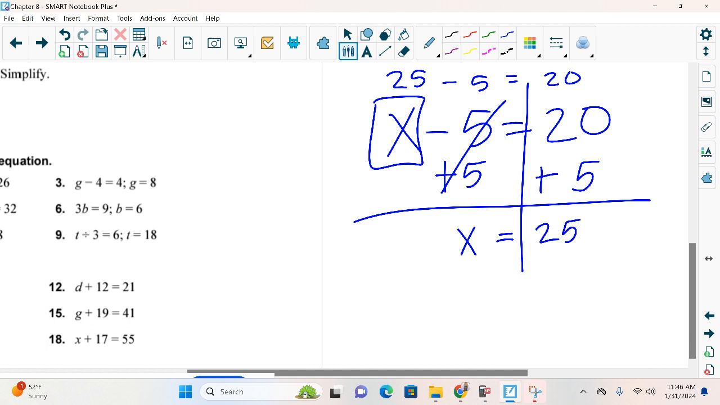Yes. Okay? Wait. Is this a negative? All right, so this is negative 5. Minus 5 means negative 5. So negative 5 plus 5 cancels out. Okay?